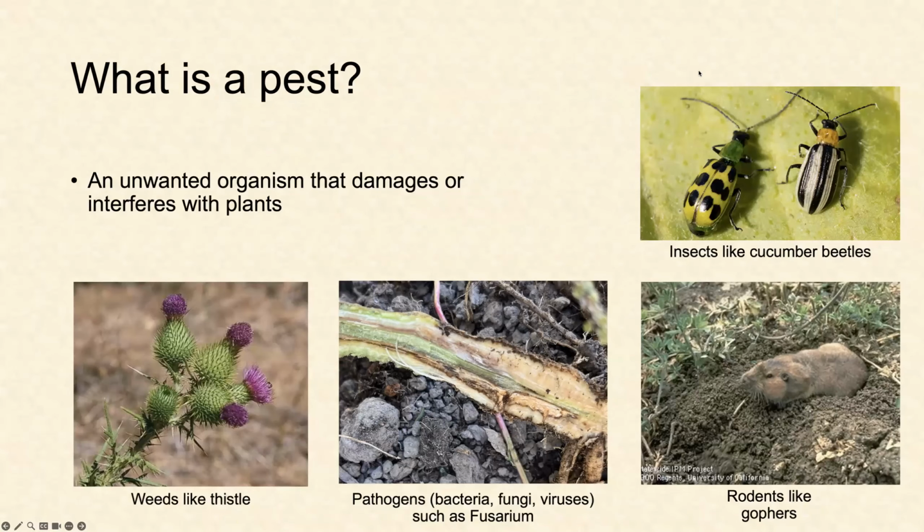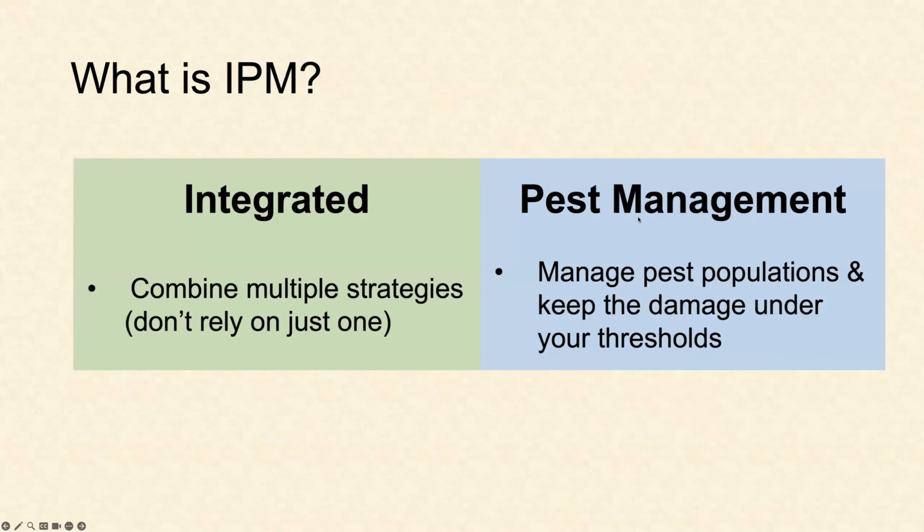So really foundational question here. I just want to start with what is a pest? Generally speaking, it's an unwanted organism that damages or interferes with plants. So usually we think about insect pests like cucumber beetles, but pests really encapsulate all kinds of different organisms like rodents, weeds, and pathogens, which is the subject for today.